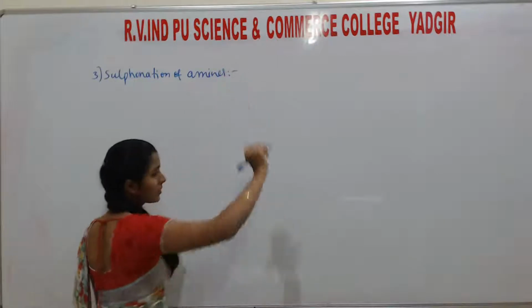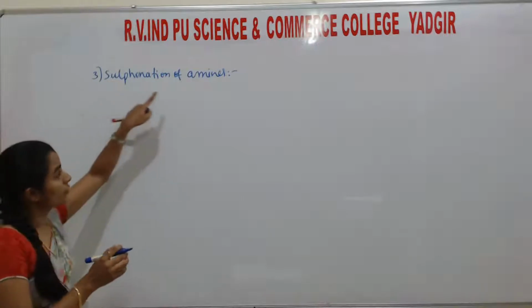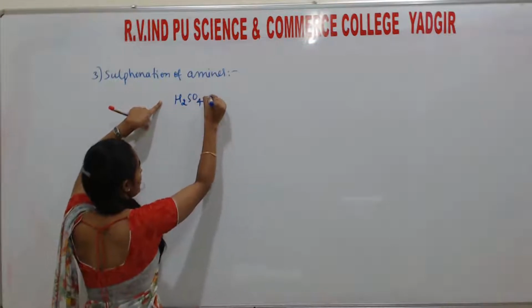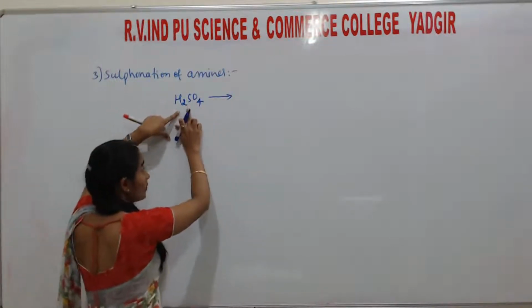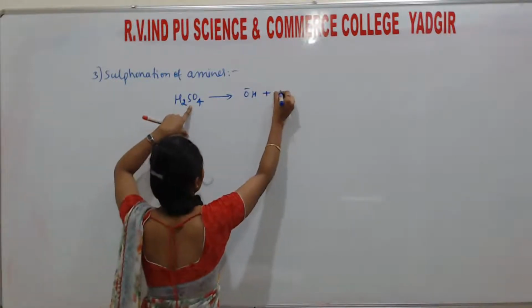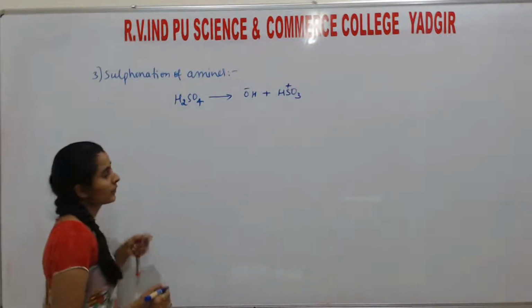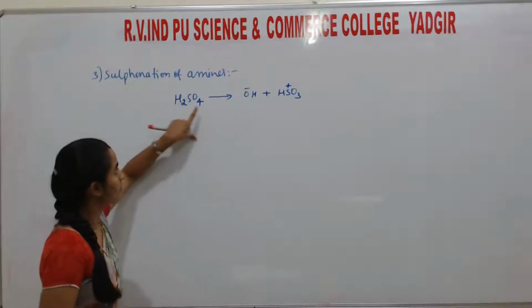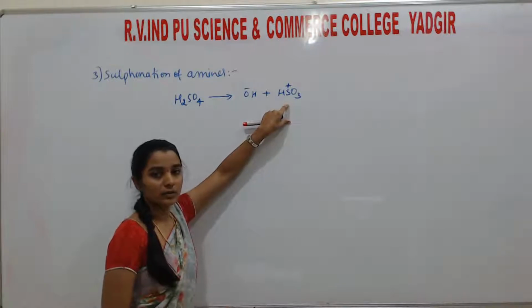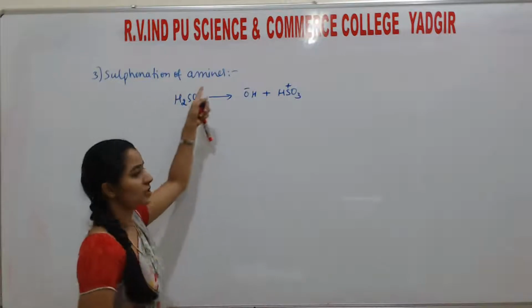These reactions are also electrophilic substitution reactions, students. In sulfonation, the reagent is H2SO4. If we remove OH minus from this, then it will give what? HSO3 plus. Correct? If we remove OH minus from here, we will get HSO3 plus. So this is the sulfonating electrophile. Addition of this electrophile to that amine is called sulfonation of amines.